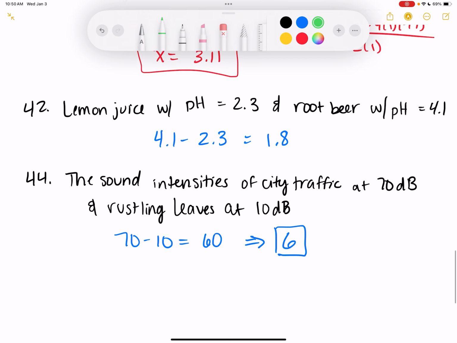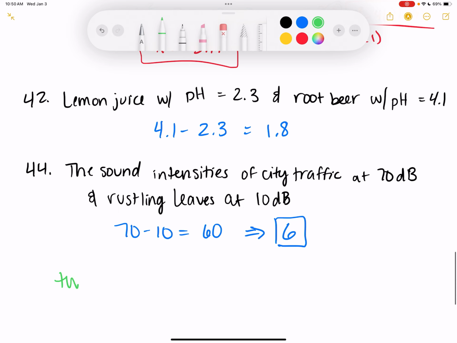It's 10 to the 6 times as intense of a sound, basically, is what that means. All right, problems for this section. 1 through 17, every other odd. Make sure there's no problems there I need to take out. Okay. And then 25, 27, 37, and 41.